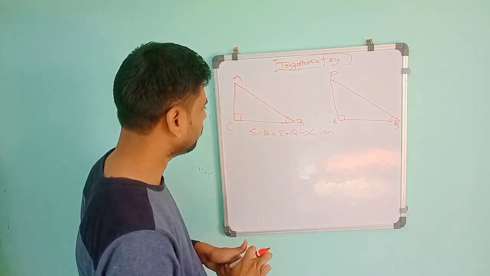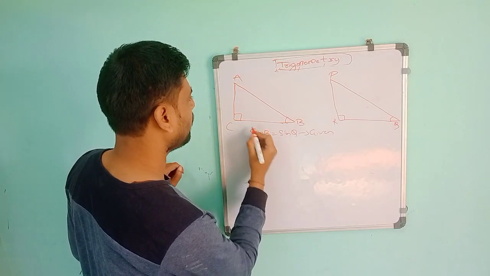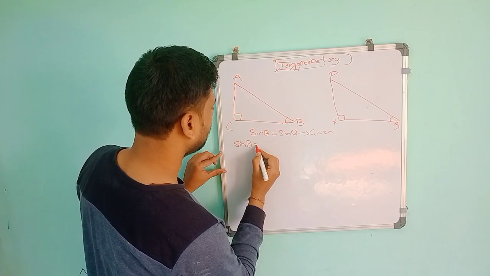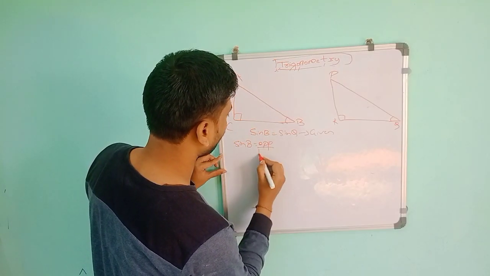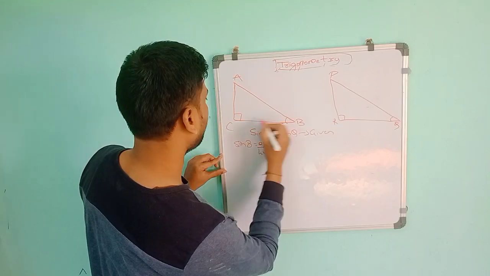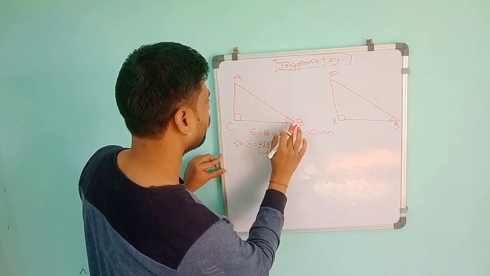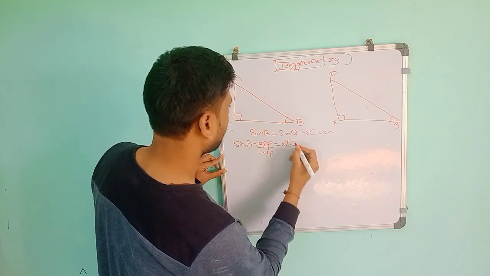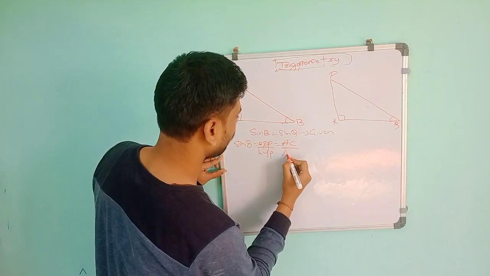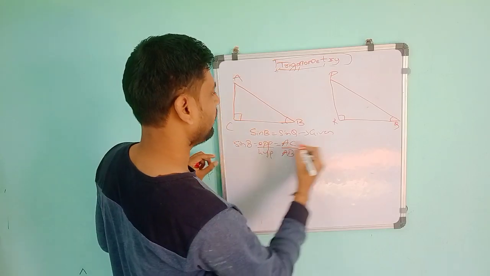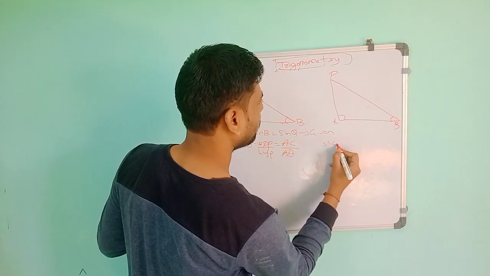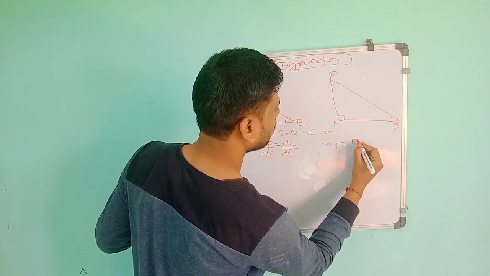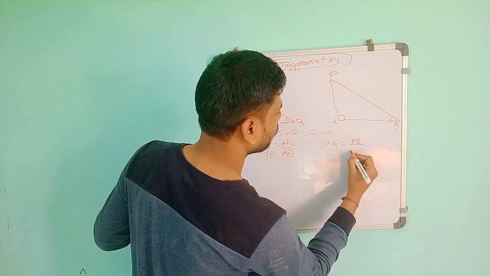First step: sin B is equal to sin Q. The sine formula is opposite by hypotenuse. So for sin B, the opposite side is AC divided by the hypotenuse AB, so AC by AB. Similarly, sin Q is equal to opposite by hypotenuse, that is PR divided by PQ.